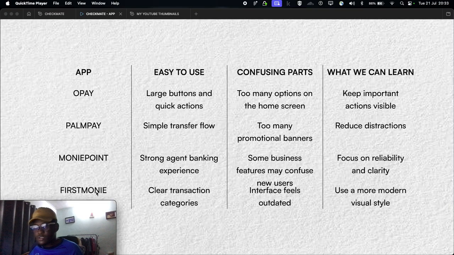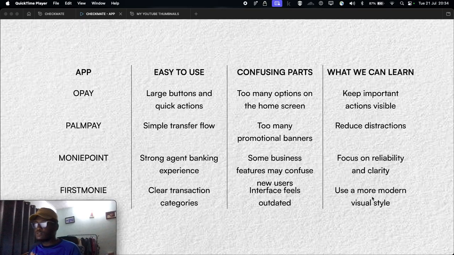Then we go to another product, FirstMoney. What are they doing well? We say they have clear transaction categories. So you know that, okay, maybe transactions are broken down well. You can see your expenses, your income, and stuff like that. And then maybe one thing that is not good about FirstMoney is that the interface just feels outdated. Maybe the experience is good, but the UI is not. And then us, we can now say, good, we are going to use a modern visual style, right?